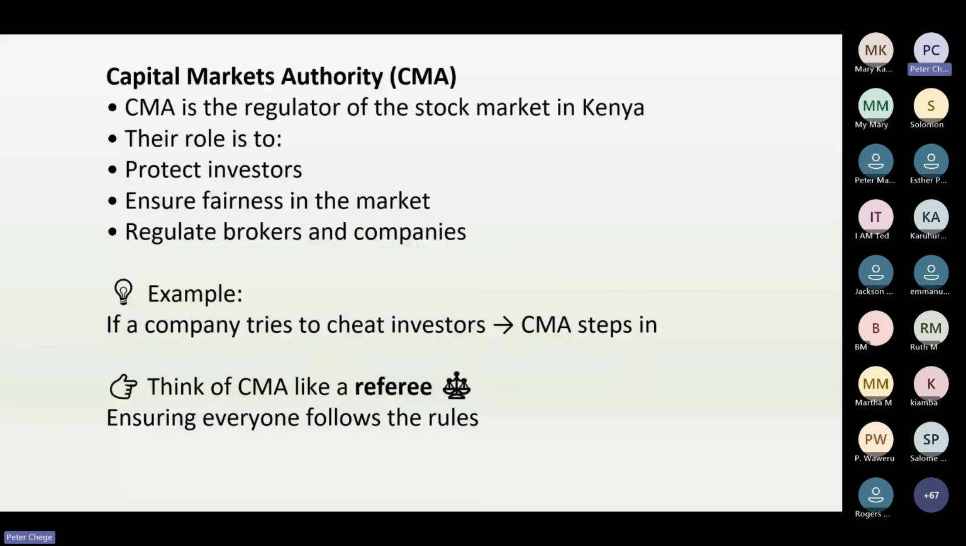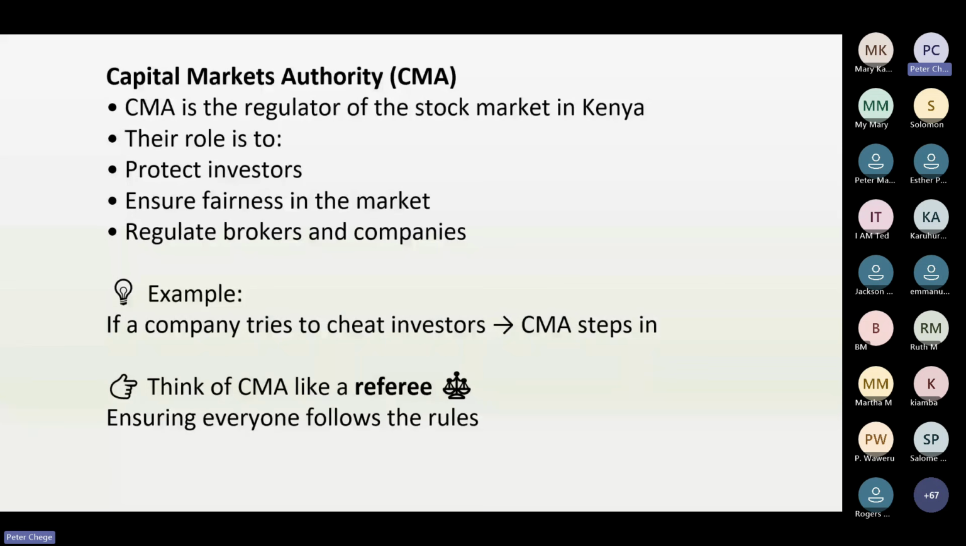So I've given the example. Hopefully now you don't need to worry about the market. Any headache from a broker, just rush to CMA. So CMA is like a referee. They ensure everybody follows the rules.